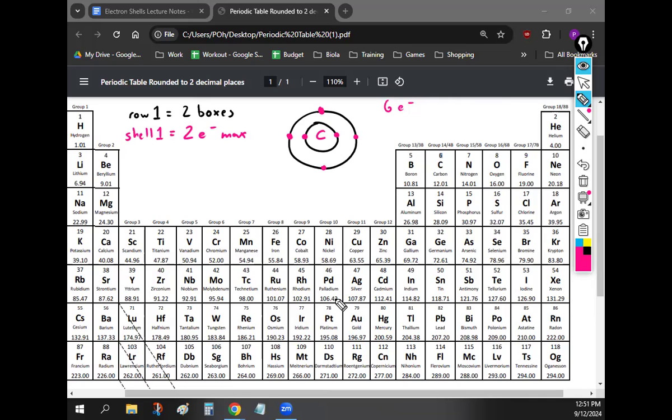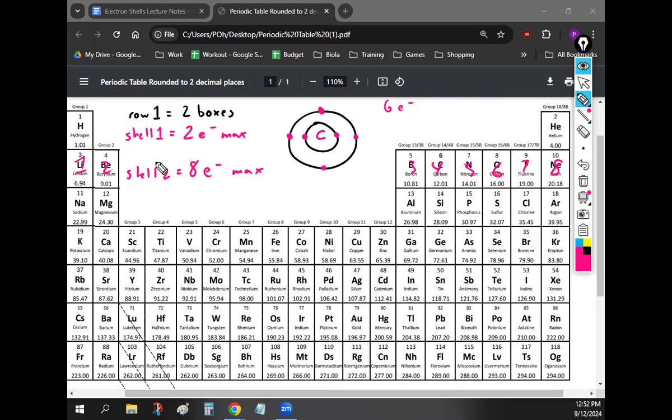All right. So that's what carbon's shell model looks like. Now, before we move on to the next example, I'm going to have you try it on your own. Take a look at the second row. There are 1, 2, 3, 4, 5, 6, 7, 8 boxes. What that means is shell number 2 can have a total of 8 electrons max. If you look at shell number 3, it's also 8, so it can hold 8 max. The next one is 18, and so on and so forth.